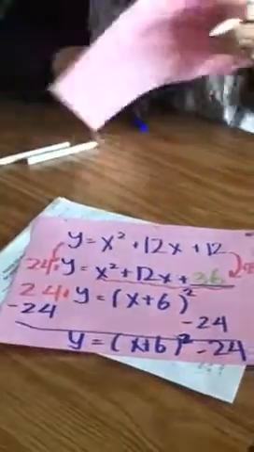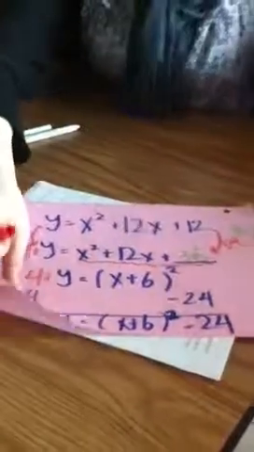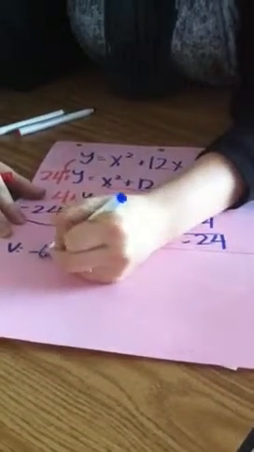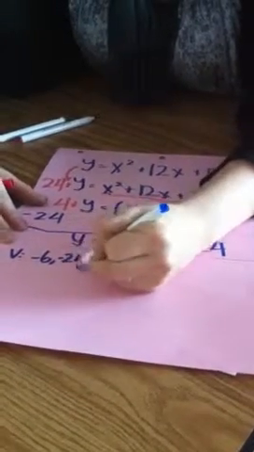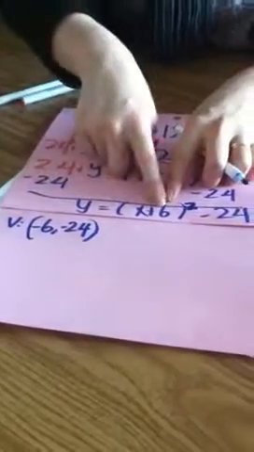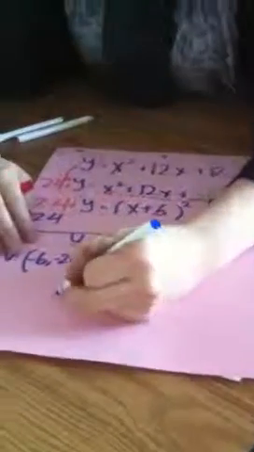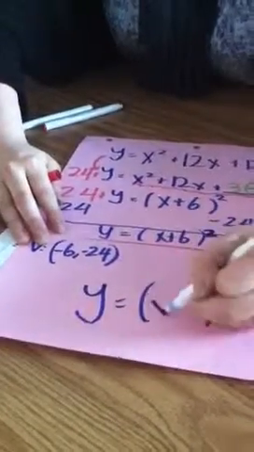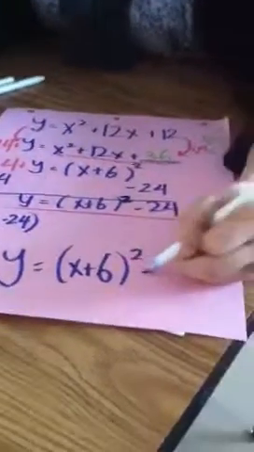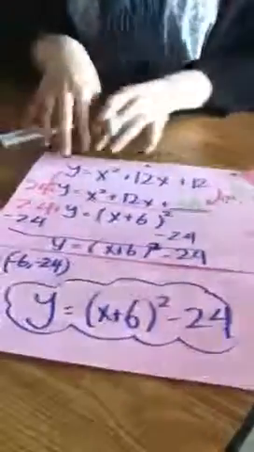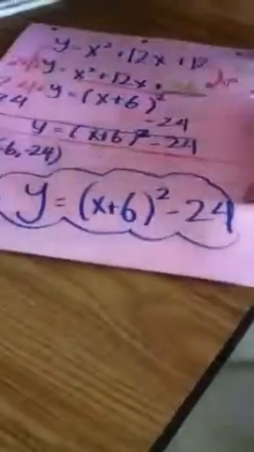And the vertex, what would the vertex be? Negative 6, negative 24. Because remember, the vertex is always the opposite, because negative 6 plus 6 would make this 0, and that's what we're looking for. So our final answer is y equals x plus 6, the quantity squared, minus 24. And that is how we went from standard form into vertex form.